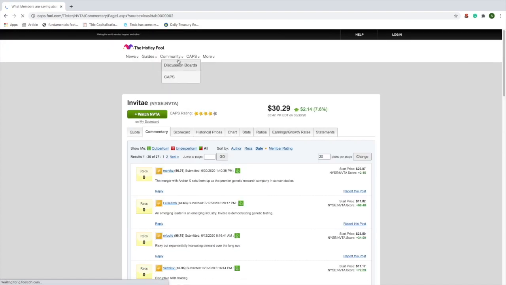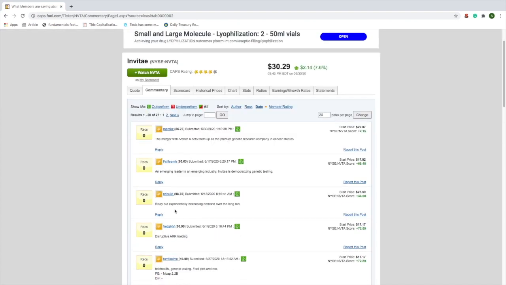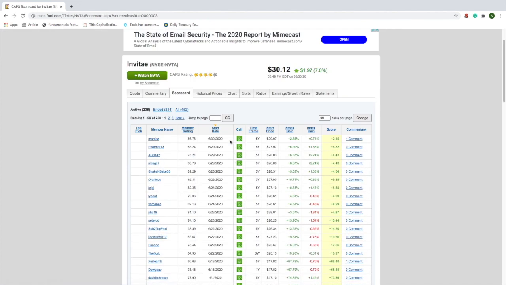You can see commentary here, which is some of the other people in the community. The scorecard, which is what Motley Fool Caps provide you with. We've got the chart ratios, historical prices, earnings and growth, sales and statements. Investment communities are a lot of help, and they provide a lot of trading insights.